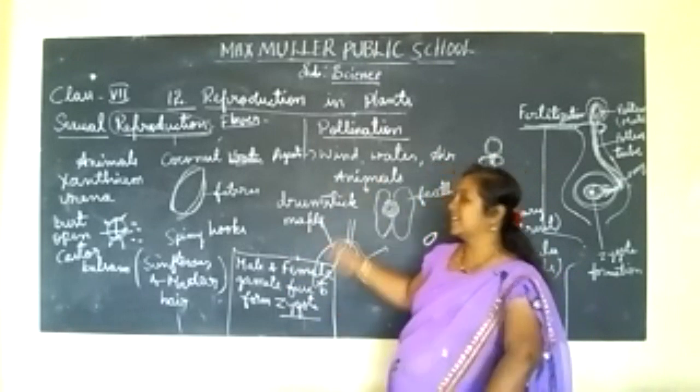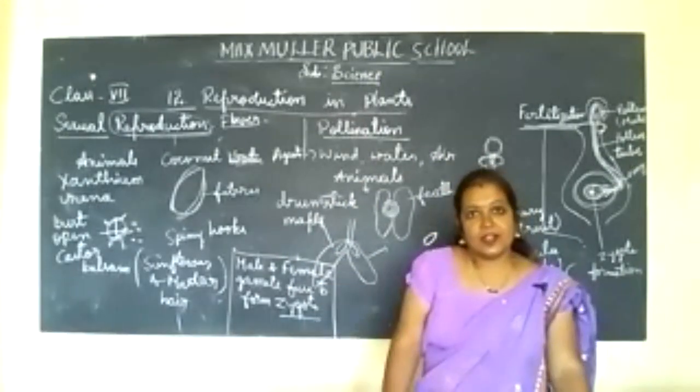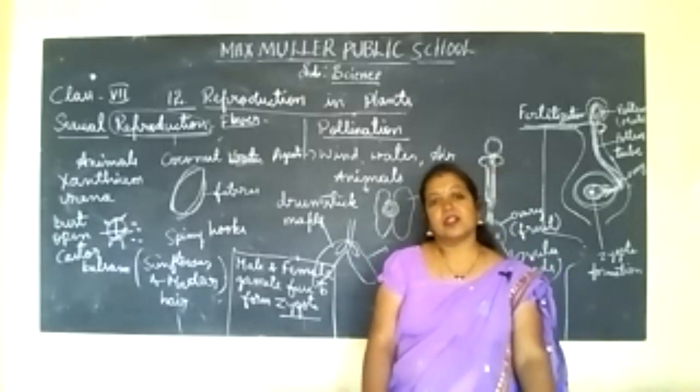Any one of these agents is responsible for this. Okay, so this is the formation of a new plant by sexual reproduction through seeds. Understand? So here ends this lesson.